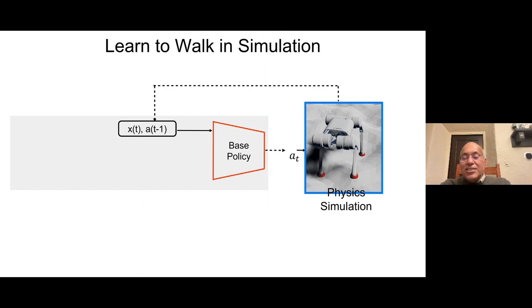So essentially what you're doing is generating these action commands, which are basically all the joint angles. You're specifying the joint angles for the four legs of the robot. And then this gets fed into a low-level PD controller, which deals with the motor torques and so forth. You run this for a billion trials, and the robot will learn to walk in simulation. And that is the so-called base policy.